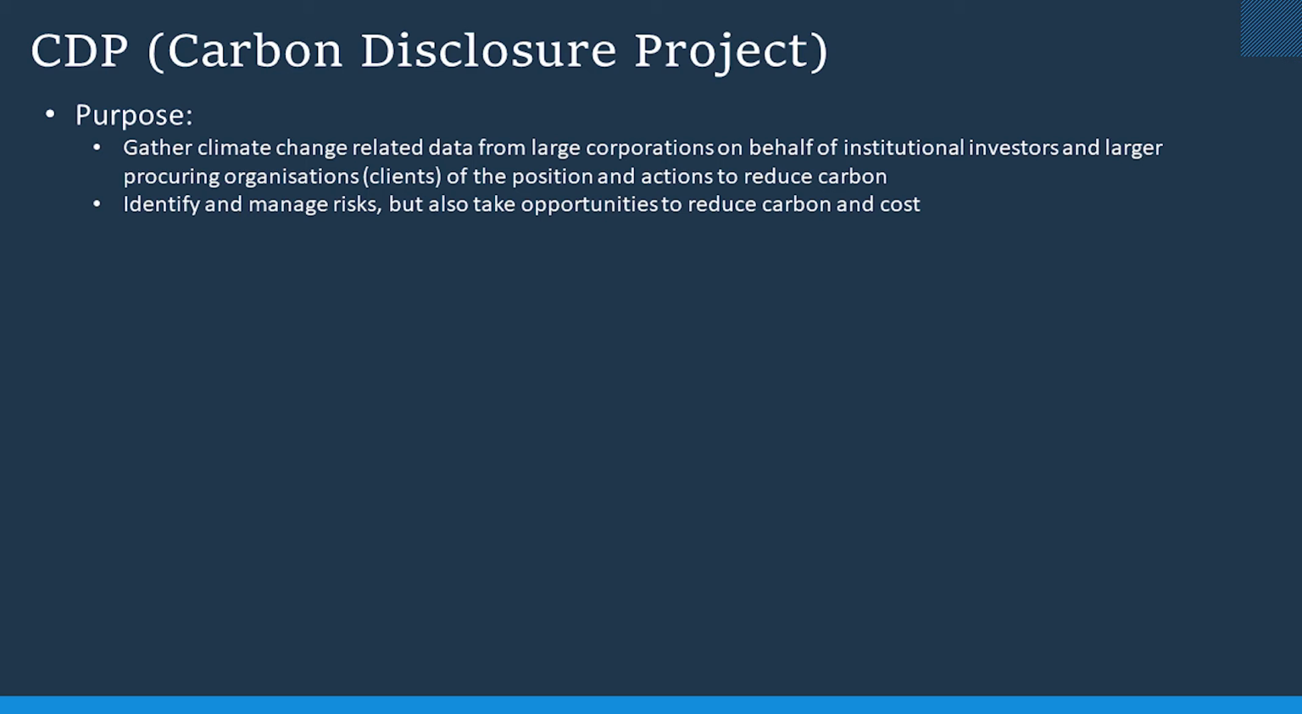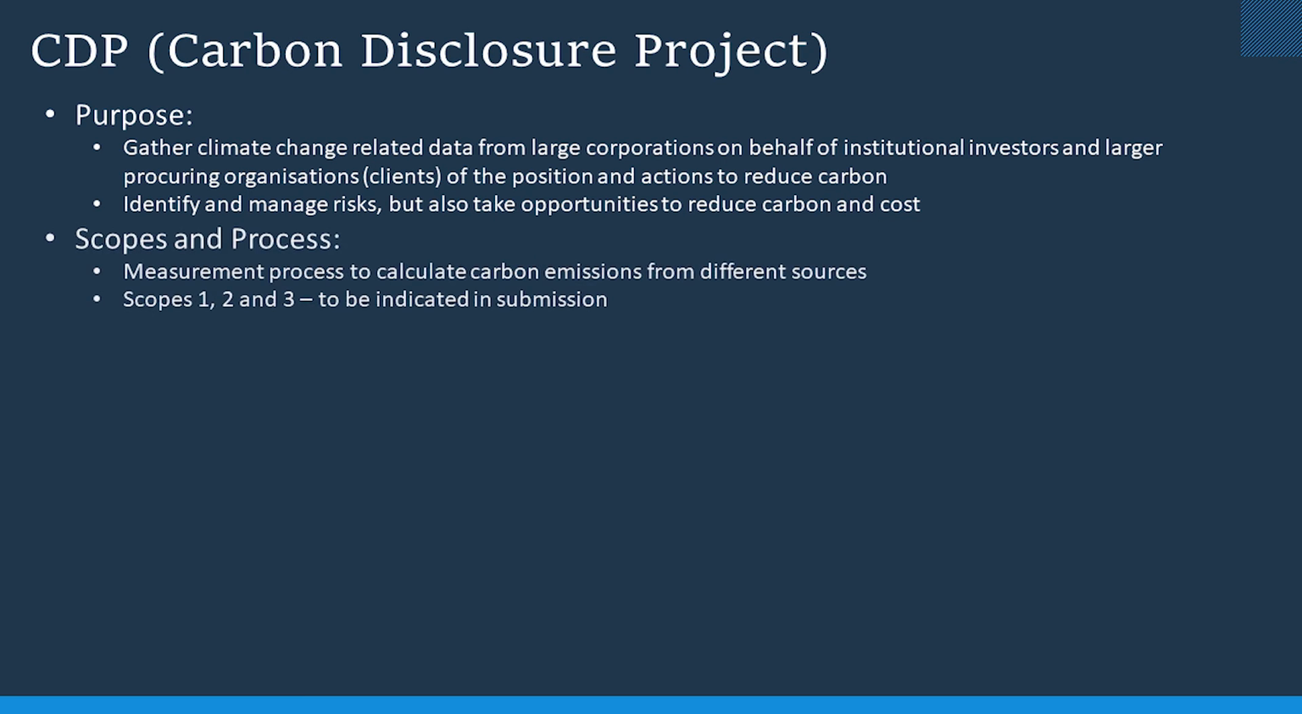supply chain. They want to be able to not only know what the numbers are, but to identify and manage their risks and look at ways of reducing them. So it's requiring that data to help then use the information to reduce risks and take opportunities. Scope and process, again, is similar. Like I say, all these systems are about understanding the emissions now and what we can do about them to reduce them. They're looking across all sources and they're quoting scopes 1, 2 and 3, and that's to be indicated in the submission by the applicant.